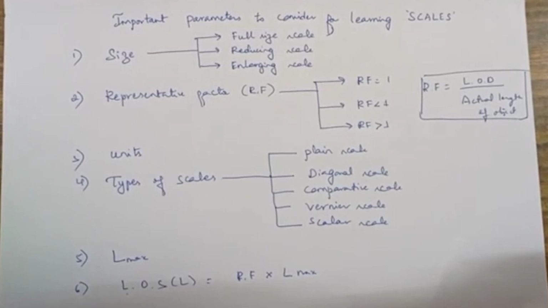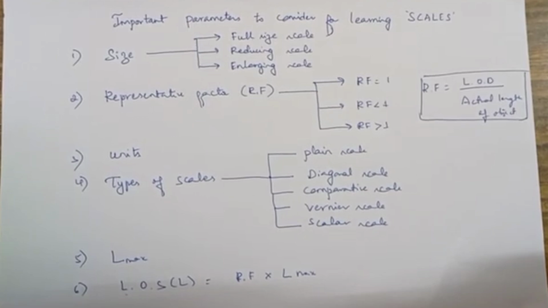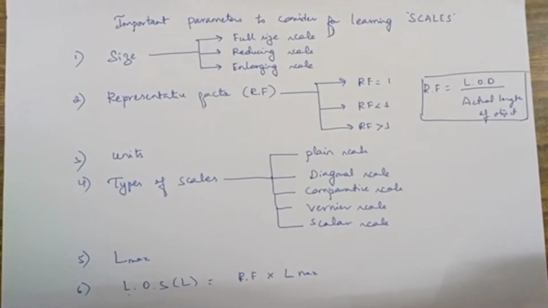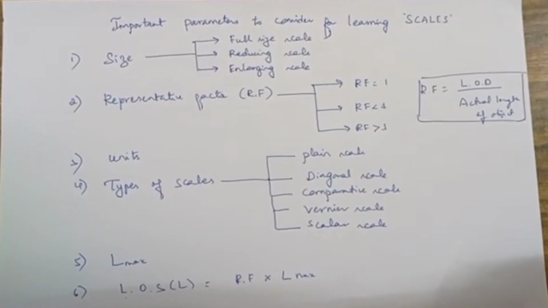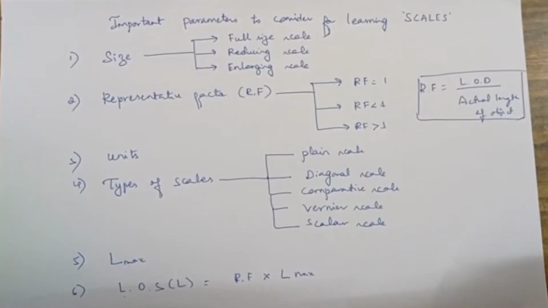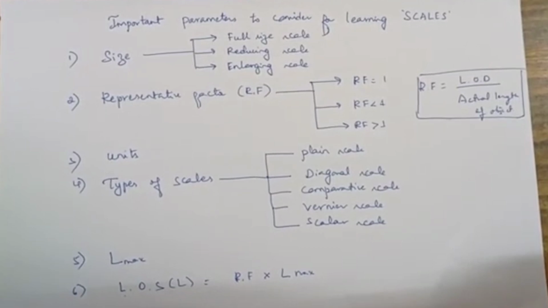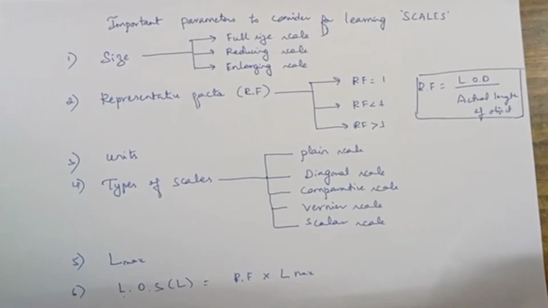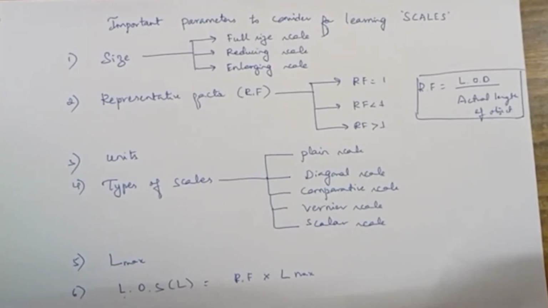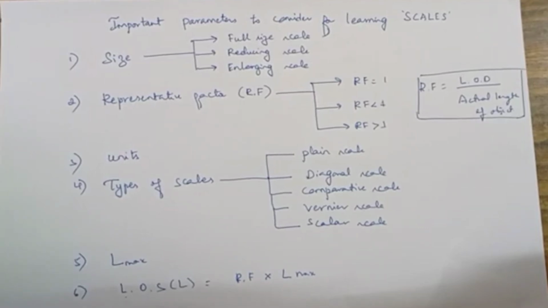The length of the scale is nothing but the reduced scale. You can see we have used the RF, the representative factor, wherein we can use the maximum length of the object. In some cases, based on the requirement, we can choose the length here. So these are the important factors we should consider before we start learning the scale. Each of these things we should clearly understand.